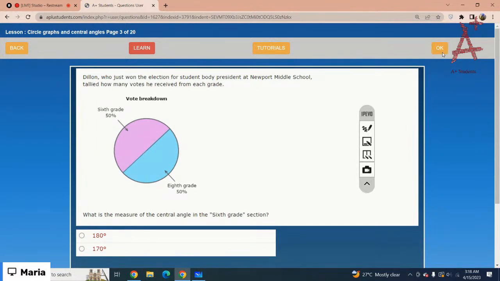Dylan, who just won the election for student body president at Newport Middle School, tallied how many votes he received from each grade. What is the measure of the central angle in the sixth grade section? So which is the correct option? That's the one we did in the tutorial. So 50% of 360 is 180. Very good.